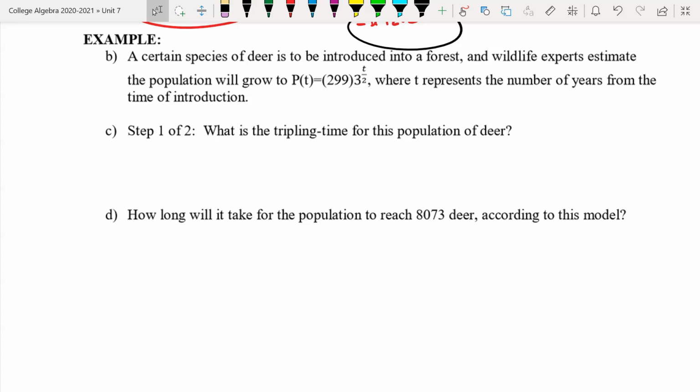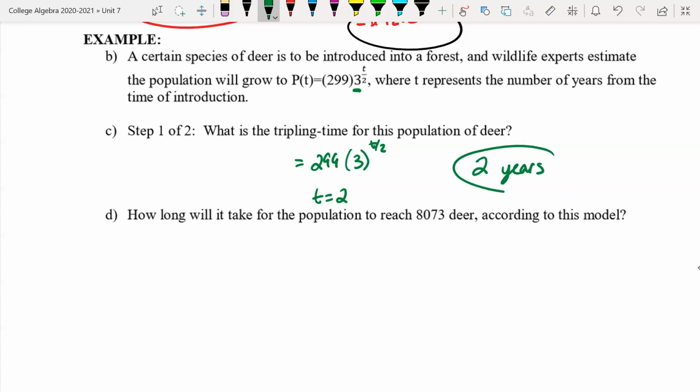Okay, another example of a Hawks question you're going to see, it says a certain species of a deer is to be introduced into a forest, and wildlife experts estimate the population will grow to P of t equals 299 times 3 raised to the t over 2, where t represents the number of years from the time of introduction. So step 1, it says, what is the tripling time? Well, if you notice this, I'm already multiplying by 3. So I just need the exponent to be 1. So you got to ask yourself, what do I need to plug in for t to make the exponent 1? Well, hopefully you know it's got to be 2 because 2 divided by 2 gives you 1. So after 2 years, that's when the population will triple.